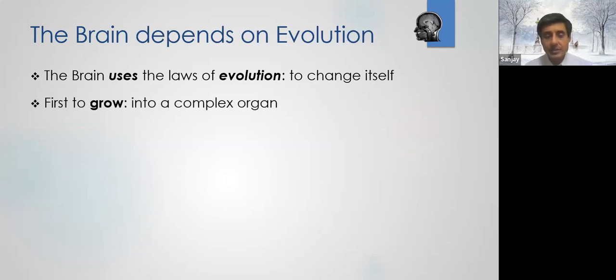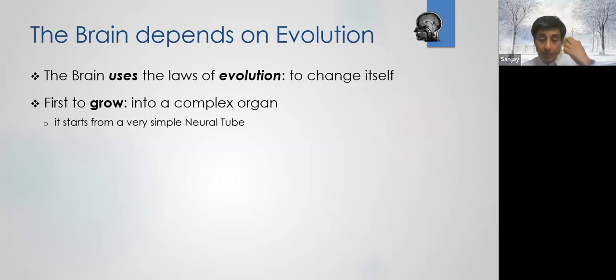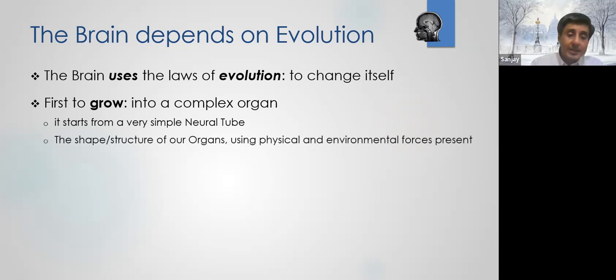The first thing the brain does, when we're talking about a brain in an infant, in a fetus, when it's growing, is use the laws of evolution to form itself into a complex organ. It starts from a very simple neural tube, which literally is a tube that runs the length of the fetus. And then the shape and structure of our brain, and this applies not only to our brain but all organs, are affected by the forces present. So for example, gravity is a force, but there are many other forces.